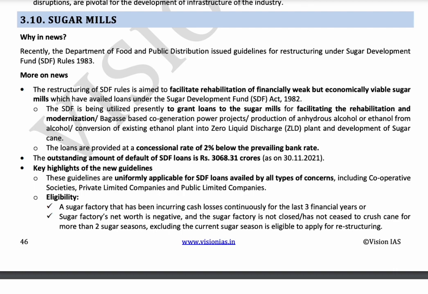So the minimum support price to the sugar cane is called Fair and Remunerative Price, that is FRP. In some states like Uttar Pradesh, the minimum support price is given based on the production and the productivity levels, called State Advised Prices or SAP. So these are generally higher than the FRPs.